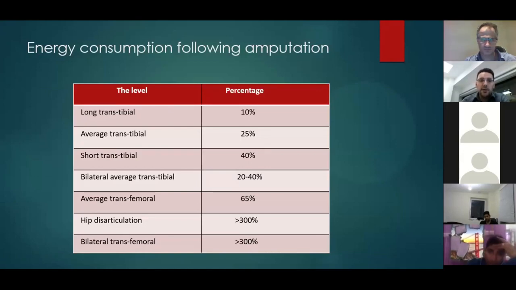I think this is the most important piece of information. This part is about energy consumption following amputation. I'm sure all of you are aware of this, and I think it's very important for people doing the first part of the exam. It's as simple as this: the more proximal the amputation you do, the higher the energy consumption. If you compare, a long transtibial amputation consumes 10% more energy, compared to an average transfemoral 65%, and bilateral transfemoral more than 300%.